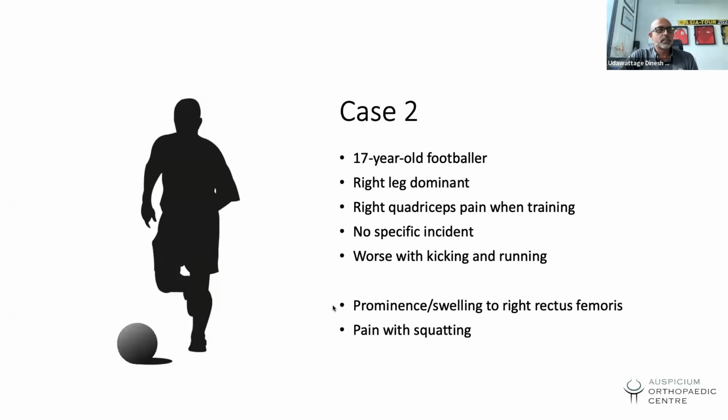Okay, so the next one is also a professional footballer, 17 years old at this age. They're going in from the academy to the first team. He's right leg dominant, and he developed, again, right quadriceps pain with training. In his case, there wasn't a specific incident. It was just more that there was pain and tightness and everything in that area. But he started to notice that he was having pain with kicking and running and all the movements involved in soccer.